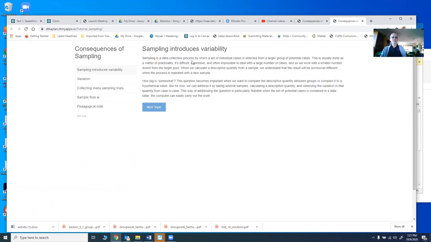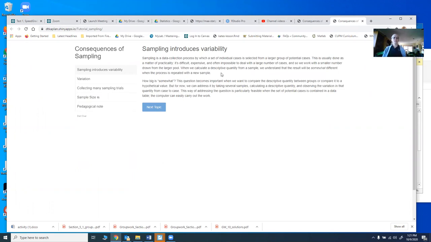Sampling is a data collection process in which a set of individual cases is selected from a larger group of potential cases. It's usually done as a matter of practicality. It's difficult, expensive, and often impossible to deal with a large number of cases. So we work with a small number, and we draw them from a larger pool. Think of it as you've got this giant lake, and you're going to dip a tiny bit into that lake to find out what's the pH of the lake or whatever. So we've got this large pool we're going to pull from, and we're going to take this little tiny sample.